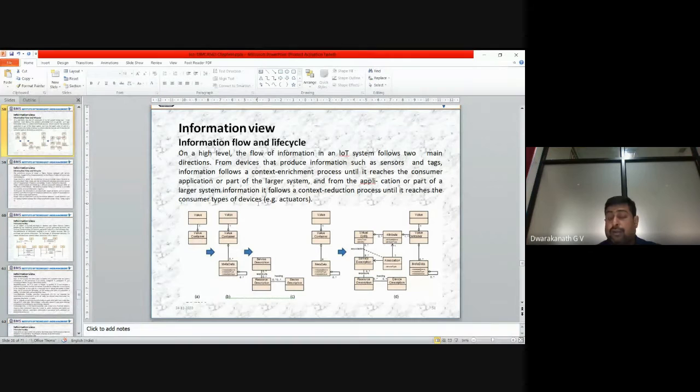But the sensor is not directly working with the actuator. Meanwhile, the intermediary is there. Who is that? That is the consumer. So the consumer must know that he can also switch that particular motor on and off. That is the context reduction process until it reaches the consumer types of devices.